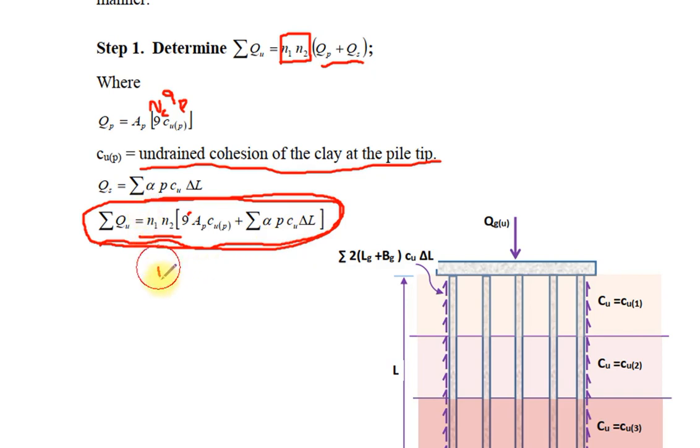The efficiency here is assumed equal to 1. Therefore, we just need to calculate the bearing capacity of a single pile and multiply it by the number of piles.